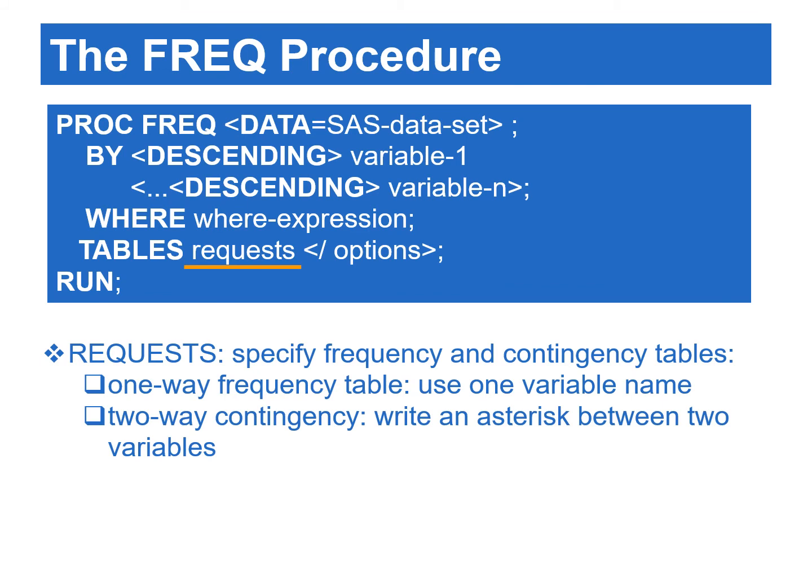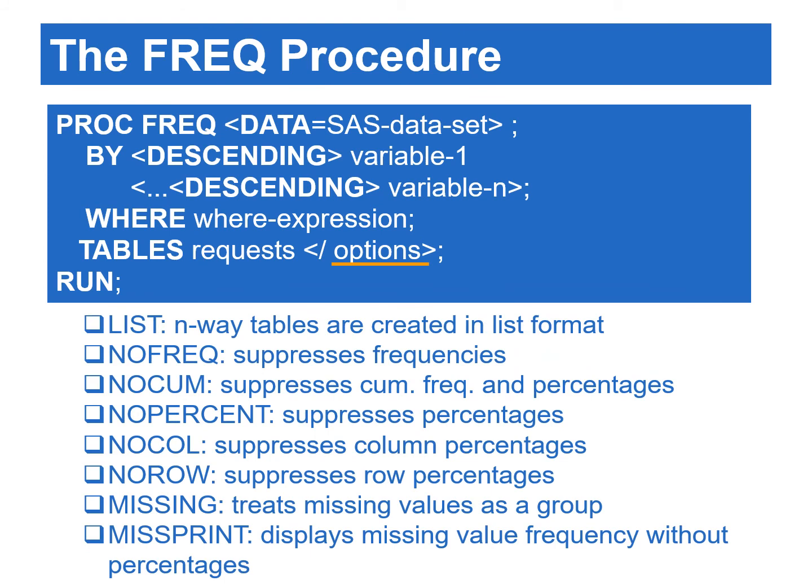PROC FREQ is often used to create frequency and contingency tables. A request in the TABLES statement can be one variable name or a list of variable names separated by asterisks. Here's a list of useful options for the TABLES statement. We will discuss some of these options in the next few programs.